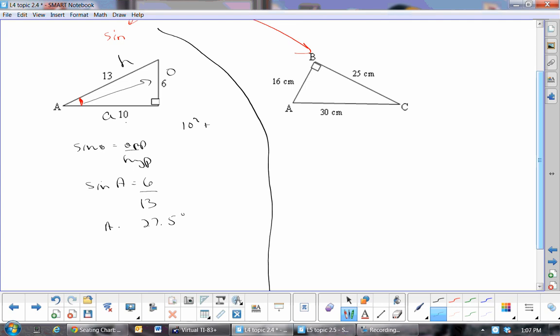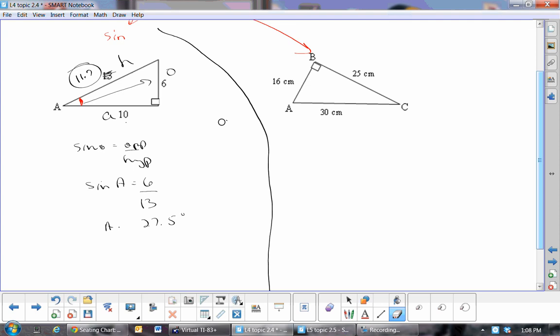10 squared plus 6 squared. Take the square root of that. What should that side be? 11.7? Is that what we get? So that should have been 11.7 for this to have worked. Okay? So your triangles on a test would have to work. You couldn't do that to students and just make up numbers.